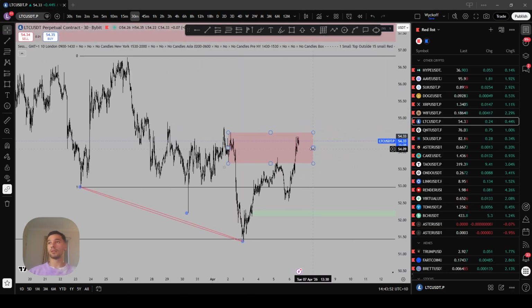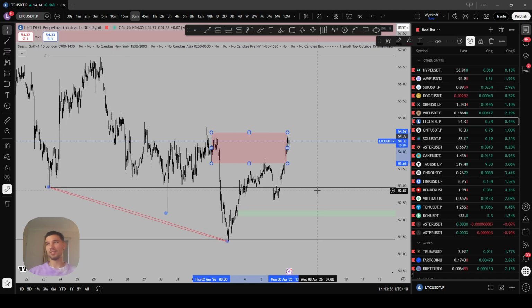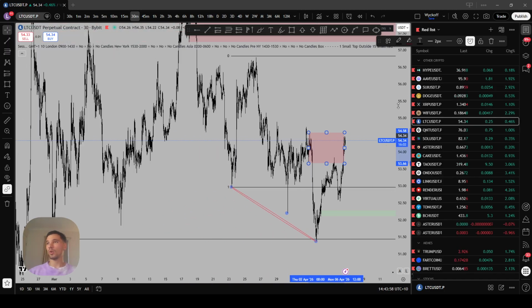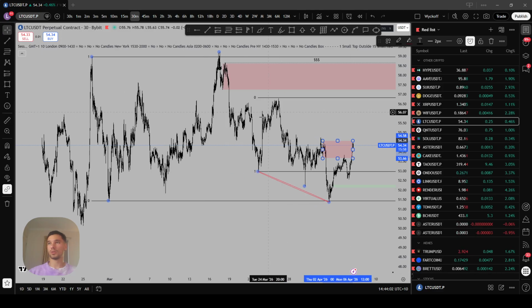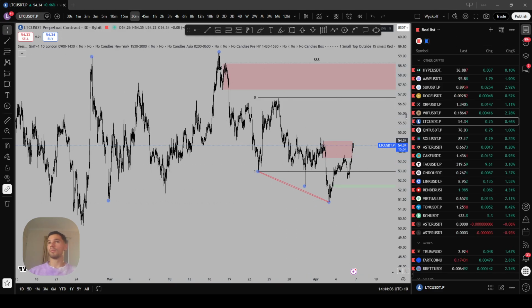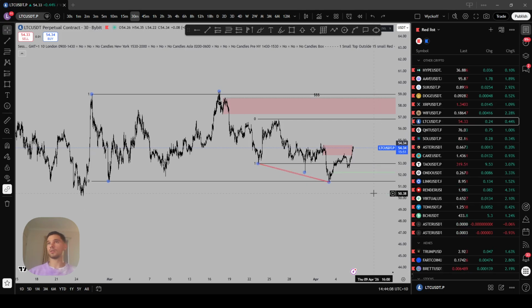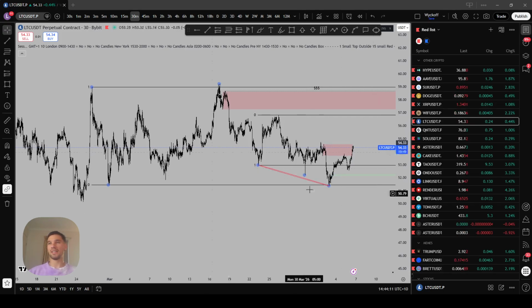Ran through the supply in Litecoin. Same thing, it's just a bit of an awkward spot to trade, so I'm not going to really. It's funny how we've actually kept in this ranging environment.